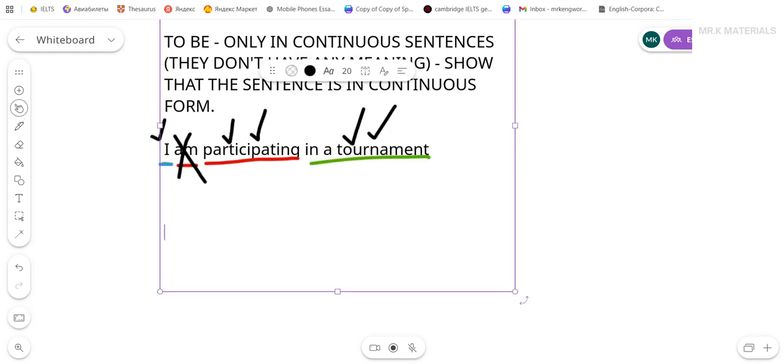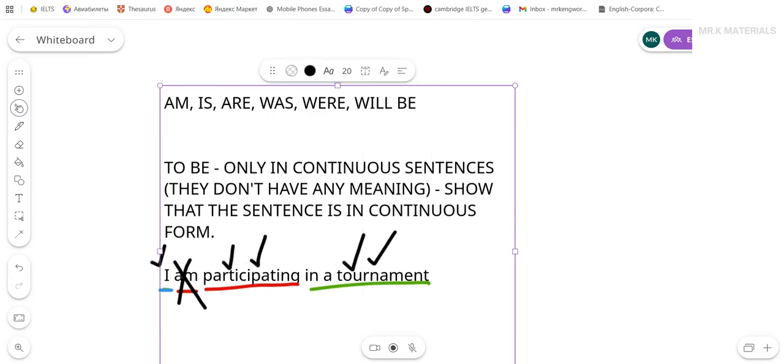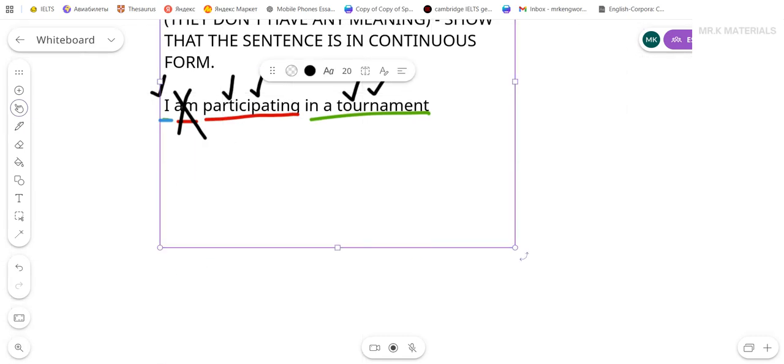So that's it. Now we're going to look at our second case. The second case, when we use am, is, are, was, were, and will be, is when we want to use them as verbs. Unlike the to be's, they can be used as verbs. But not just simple verbs, they're state of being verbs. They're called like this, state of being verbs. But again, they function just like any other verb.